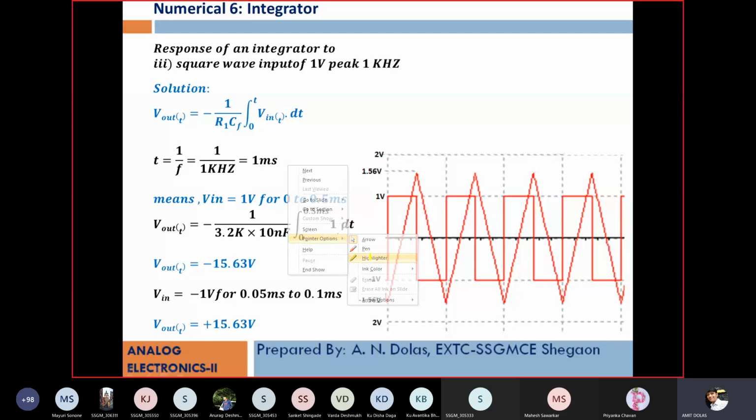So here, by putting this limit 0 to 0.5 millisecond, you get 15 volt negative peak and 15 volt positive peak. Here please correct yourself, it is 15.6 and it is minus 15.6. So if the input is this, the output is a triangular wave with higher amplitude.